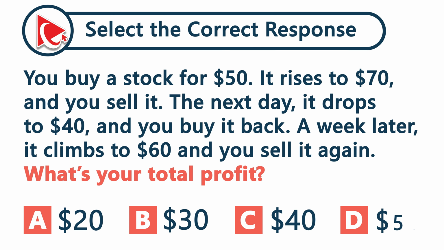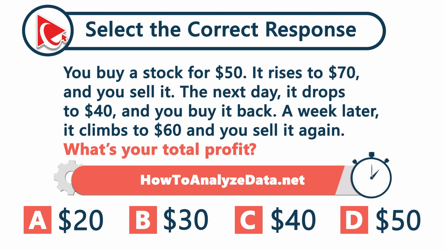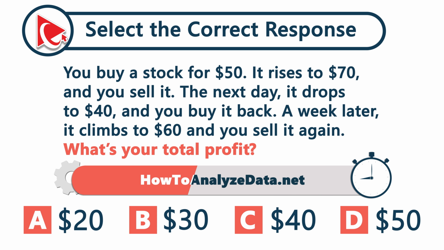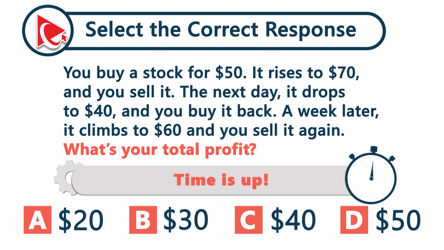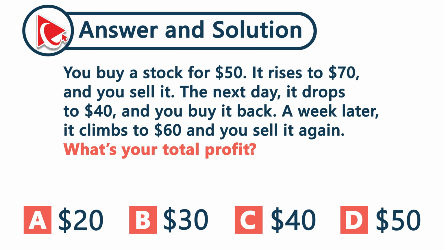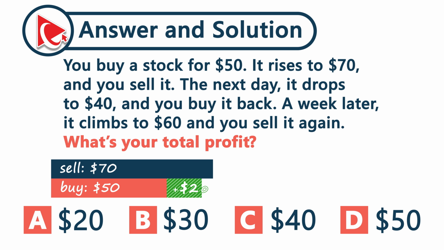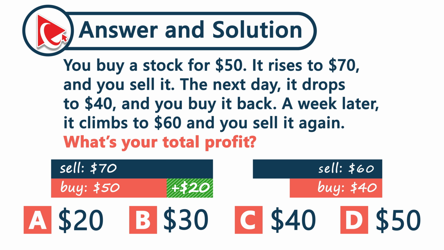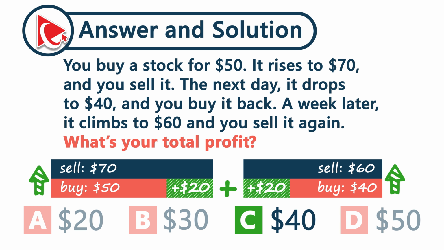You buy a stock for $50. It rises to $70 and you sell it. The next day it drops to $40 and you buy it again. A week later it climbs to $60 and you sell it again. What is your total profit? Let's break it down. You made your first move when the stock rose from $50 to $70, and that's a $20 gain. Then you bought it again at $40 and sold at $60, earning another $20 profit. Each trade is independent, so each one was profitable. And the correct answer here is choice C, $40.